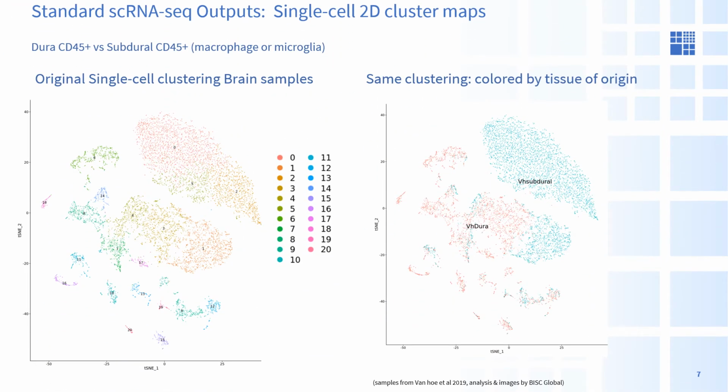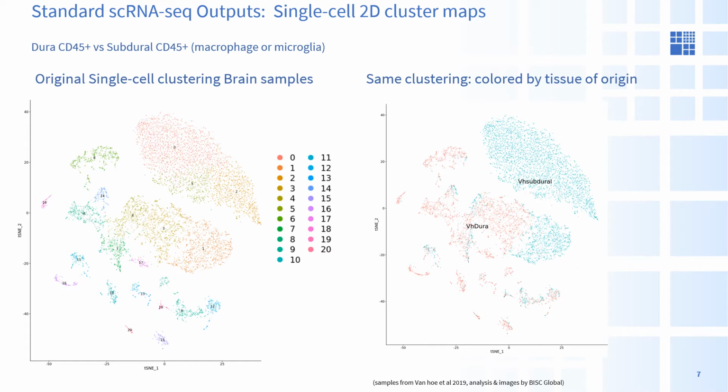So these figures probably look very familiar to anyone who's read any single-cell papers. Nearly all of them include some sort of two-dimensional single-cell cluster map. And so on the left is our default, where the clusters are numbered and colored by their cluster generated by Seurat. On the right, what we've done is recolor that exact same diagram based on some metadata features.